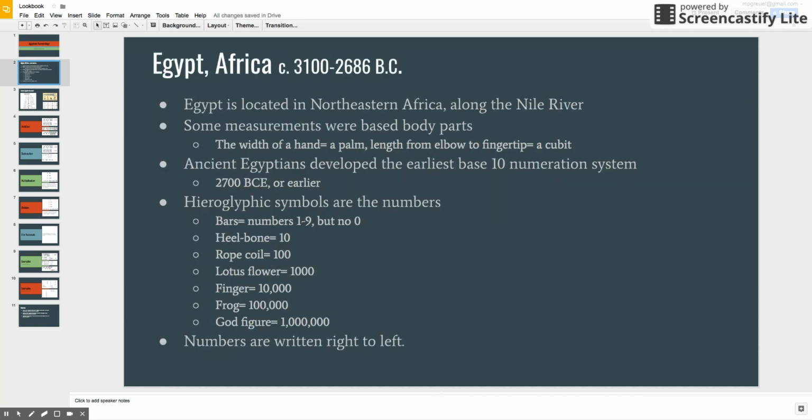Ancient Egypt was a civilization that existed from 3100 to 2686 BC. They were the first to develop the base 10 numeration system, but they did not have zero. Their numbers are hieroglyphic symbols, and the numbers are written and read from right to left. So the number 3526 is written as 3 lotus flowers, 5 rope coils, 6 heel bones, and 2 staffs. This is the opposite of how we read and write, so it's kind of hard to get used to.